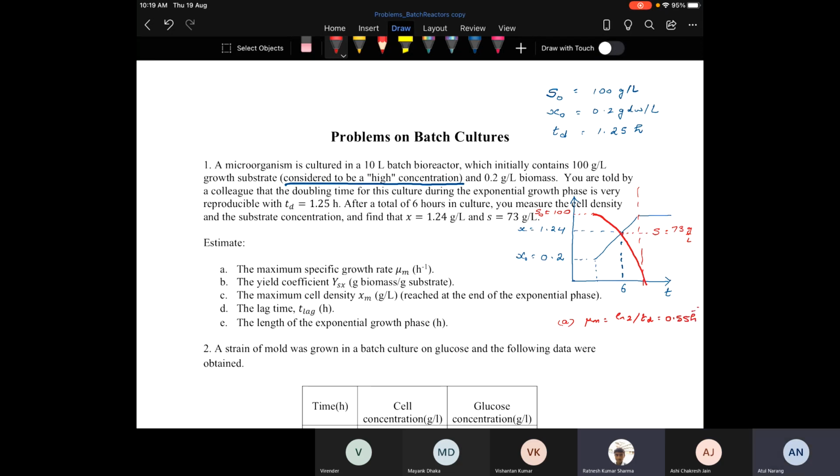So this is 0.55 per hour. So an easy way to remember this is, like I said, when the doubling time is 1 hour, mu m is 0.7. So if the doubling time goes bigger than 1 hour, then naturally mu m has to be less than 0.7 per hour. What about B? How would you find out the yield coefficient?